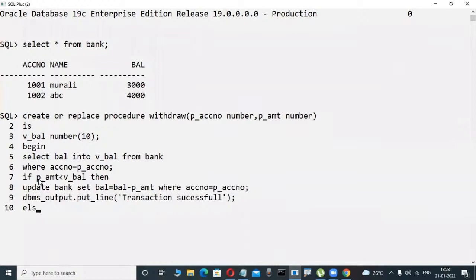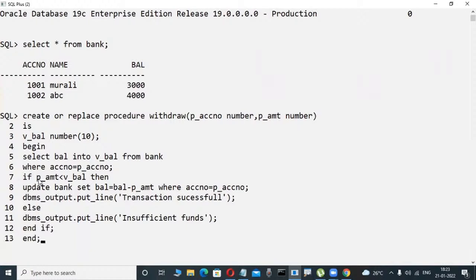Else, simple coding, some coding is there. And now check it out. Here, insufficient funds, else insufficient funds. Okay, some codings are there. This is not a difficult coding, take it easy.